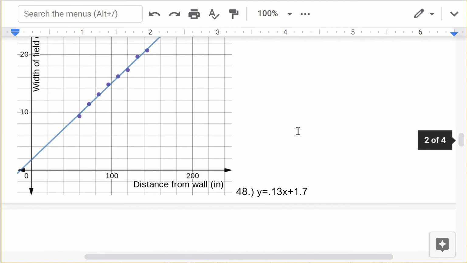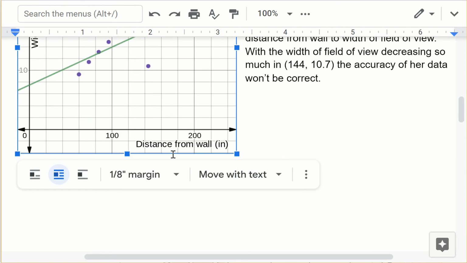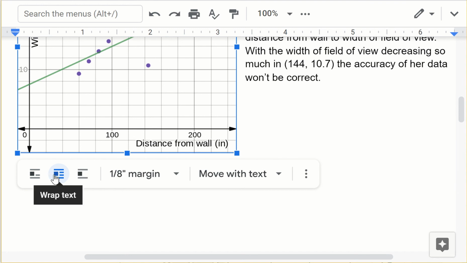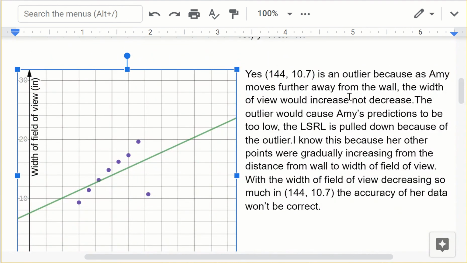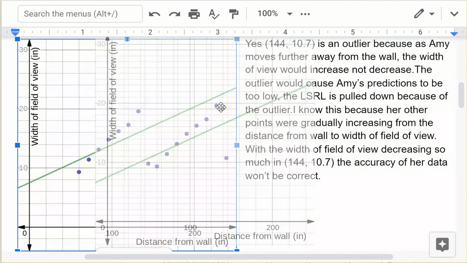But then it also moved all my text around. That's not what I wanted to show you. What I wanted to show you is this. This is the wrap text around. So if you choose this option, it'll make it so that you can have the text off to the left or the right of your graphic, which I think is a better presentation.